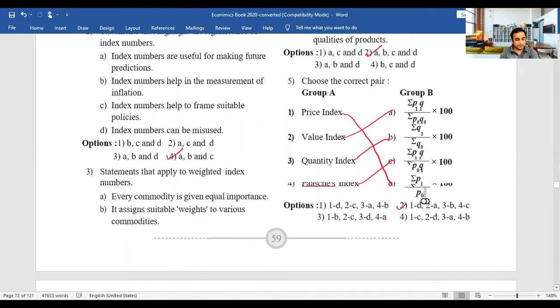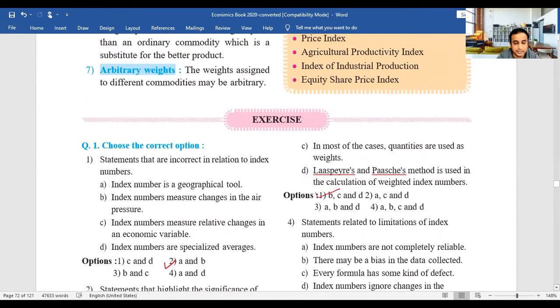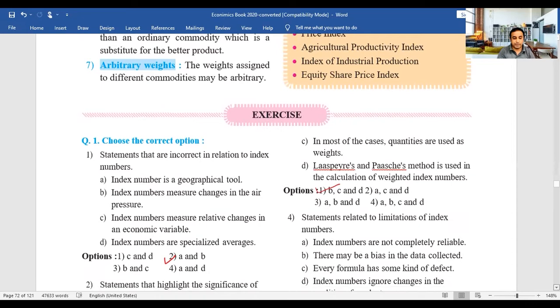That is A, B, C. Next is statements which apply to the weighted index number. A: Every commodity is given equal importance. B: It assigns suitable weights to the various commodities. C: In most of the cases, quantities are used as weights. D: Laspeyres' and Paasche's methods are used in the calculation of weighted index number. So B, C, D is correct. So option number 1 should be selected. The answer is B, C, and D.